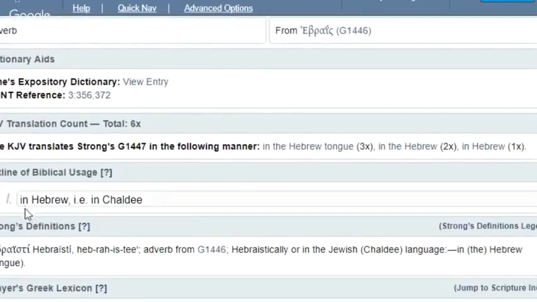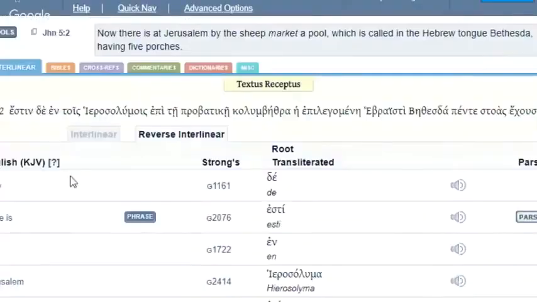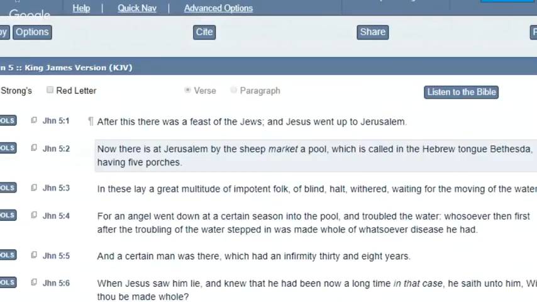Hebraisti in Hebrew. In an example, in Chaldee, because the Chaldean language is basically the ancient name, I guess, or a way of saying the Hebrew also. Hebraistically, or in the Jewish Chaldee language, in the Hebrew tongue. So this is the language of the heavens, and this is also the language that all nations were speaking in the beginning. All right. So let's go back. Let's see what else we could find.